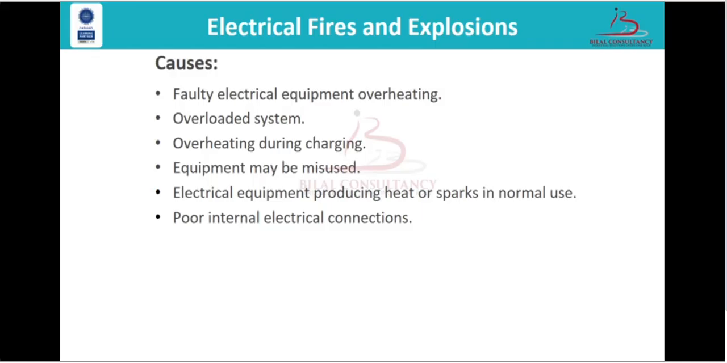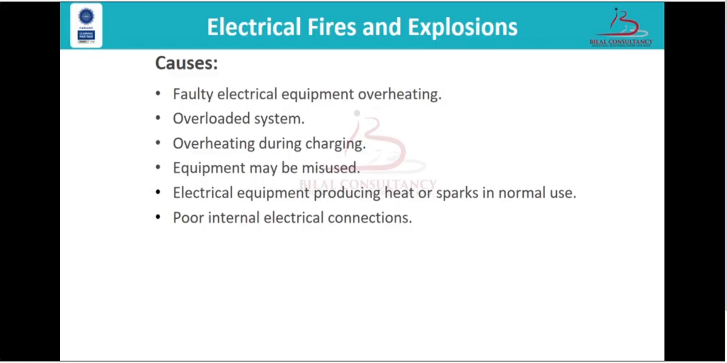For example, counterfeit mobile phone batteries and chargers. Equipment may be misused. For example, it may be connected into the main supply by pushing bare wires into the socket rather than using the proper plug. Flammable atmosphere may be present, which electricity ignites. This can happen in two different sets of circumstances.